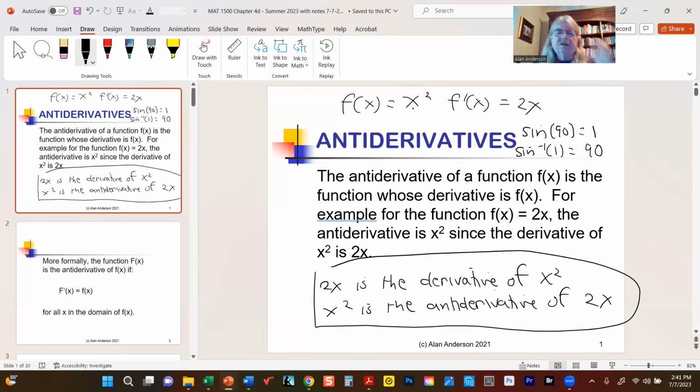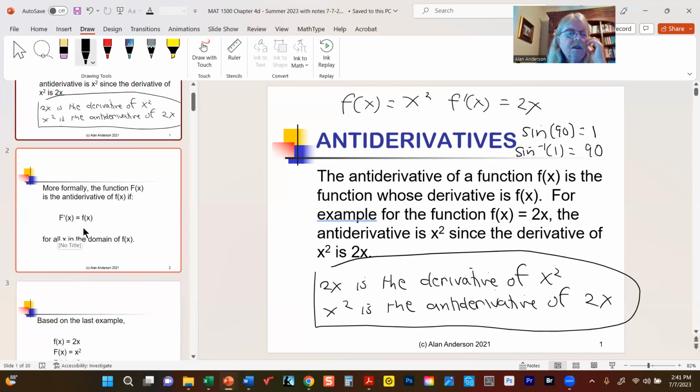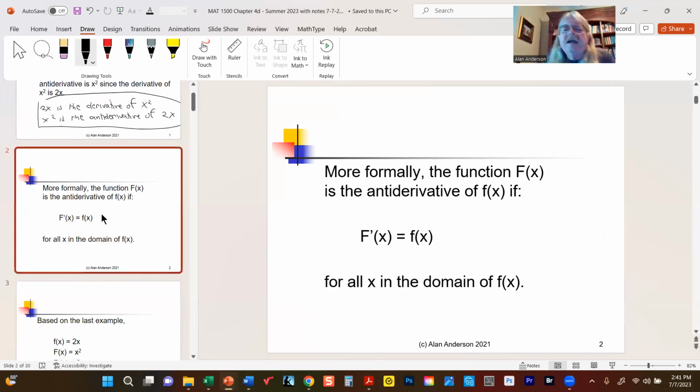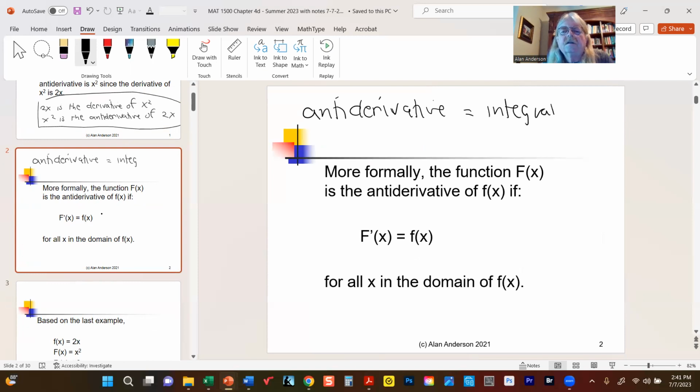Now, I do want to mention here that the word in math, antiderivative, is often used interchangeably with the word integral. Okay, I just want to mention that right now because we'll run into it very soon. You'll see that the book will start just calling them all integrals.